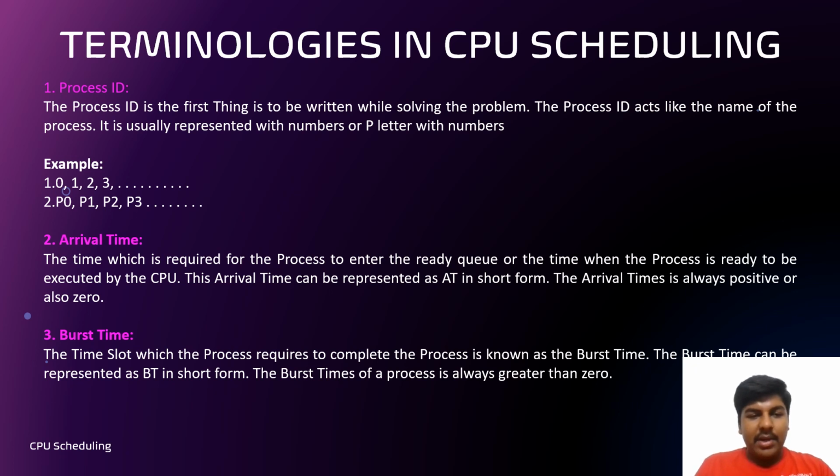The next one is the arrival time, the time required for the process to enter the ready queue, or the time when the process is ready to be executed by the CPU. This arrival time can be represented as AT in short form. The arrival time is always positive or also 0. Burst time: the time slot which the process requires to complete is known as the burst time. The burst time can be represented as BT in short form. The burst time of a process is always greater than 0.